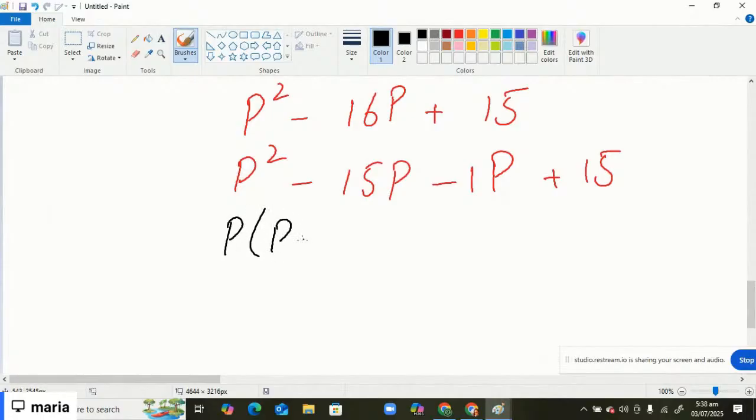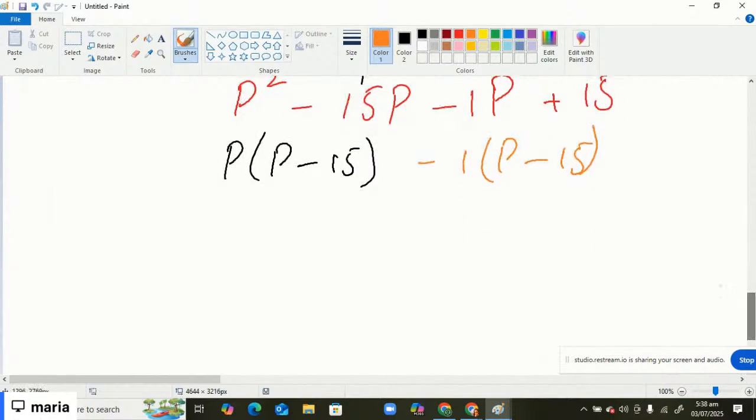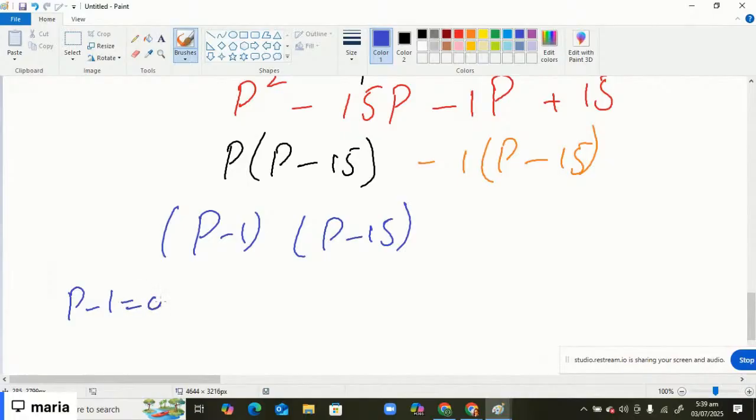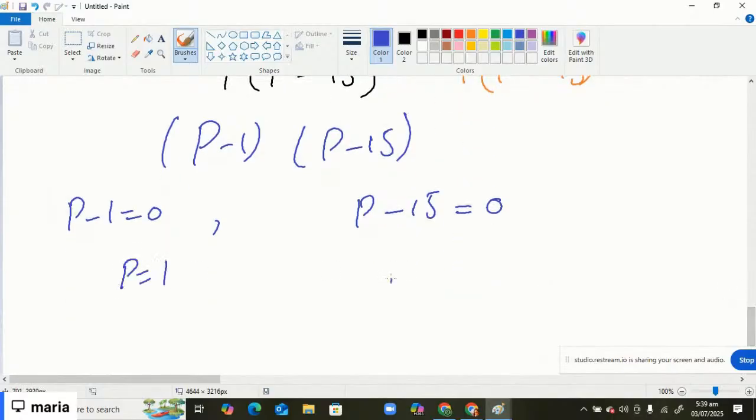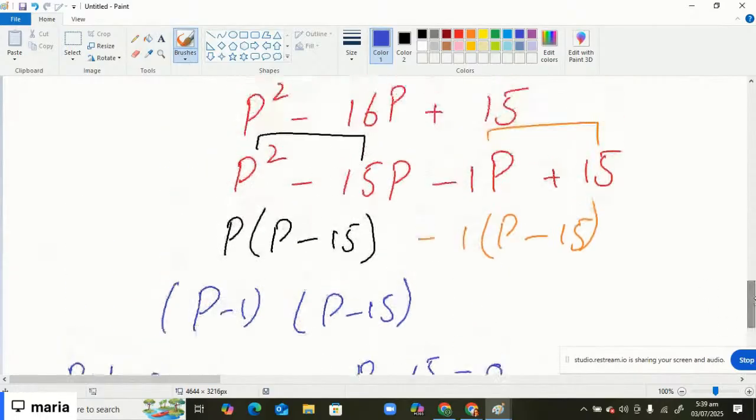p is common, so p minus 15 in the first two. Now 1 is common. p minus 15, and according to the negative sign it is changed for these two. We put p minus 15 outside of the bracket and p minus 1 inside the bracket. Separately equal to 0. Now what are the answers? p is equal to 1, p is equal to 15. This is it.